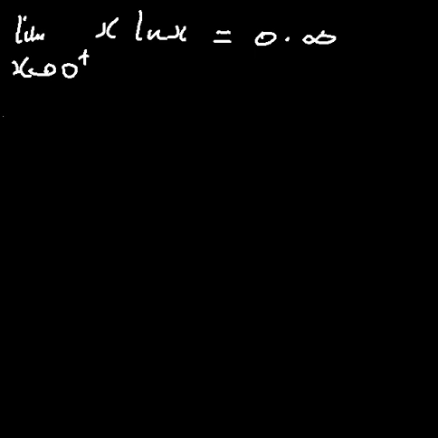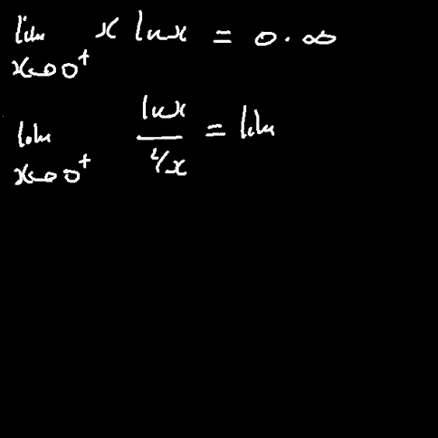So in this case, the limit as x approaches 0 from the right will have ln x over 1 over x. This is the same as the limit as x approaches 0 of ln x over x to the power negative 1. So in this case, now we can apply L'Hopital's rule.